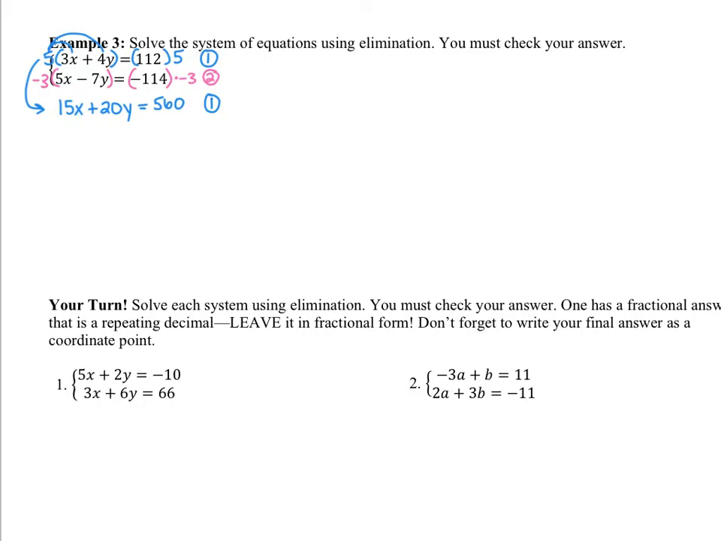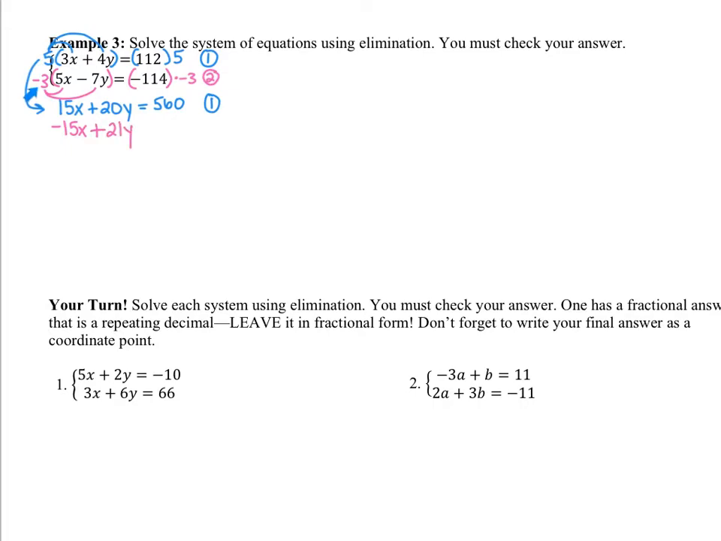Just as long as in the same equation you multiply both sides by the same thing. So let's see what we get when we multiply that second equation by negative 3. So negative 3 times 5x, we have to distribute on that left side. So that gives us negative 15x. And then negative 3 times a negative 7y, so be careful there. Negative times negative will cancel out, so it'll be adding a positive, and 3 times 7y is 21y.